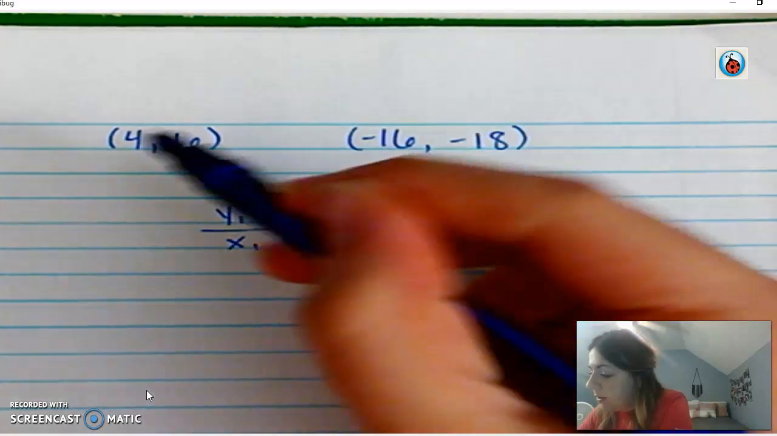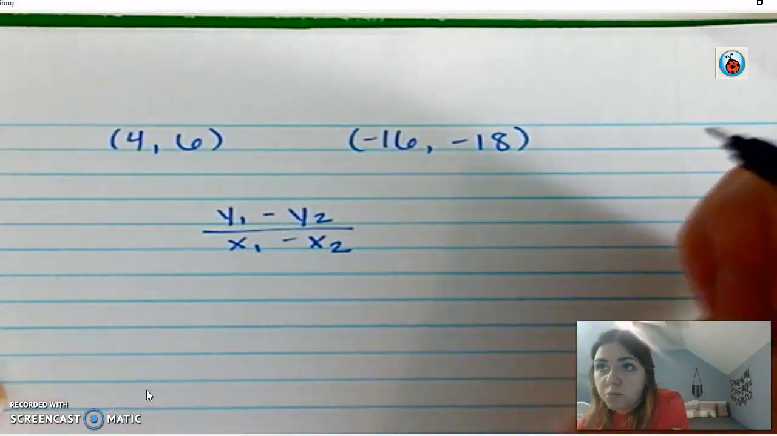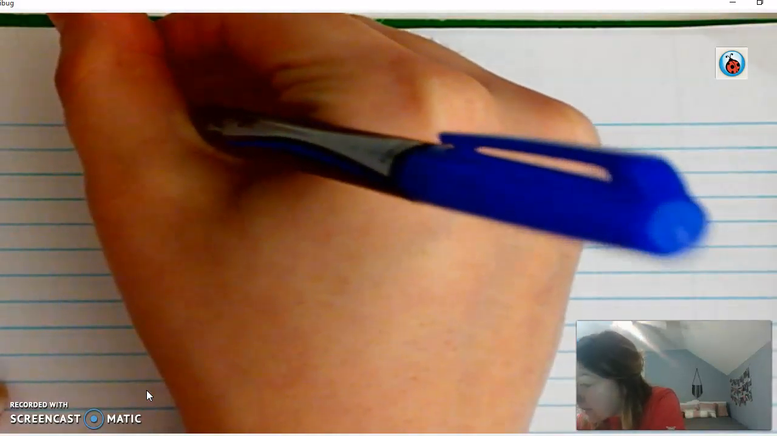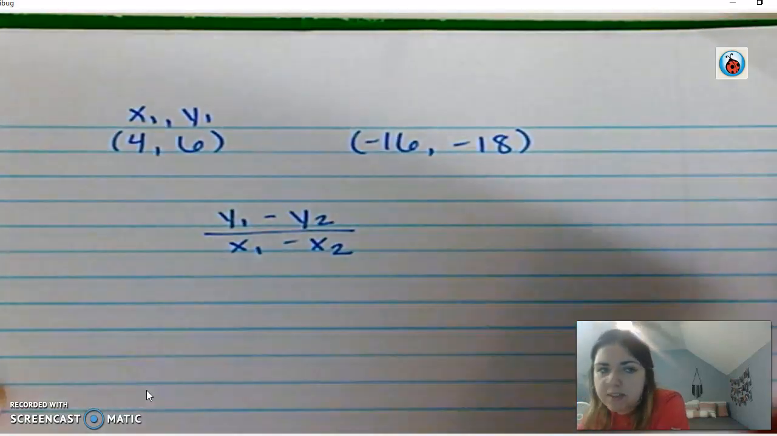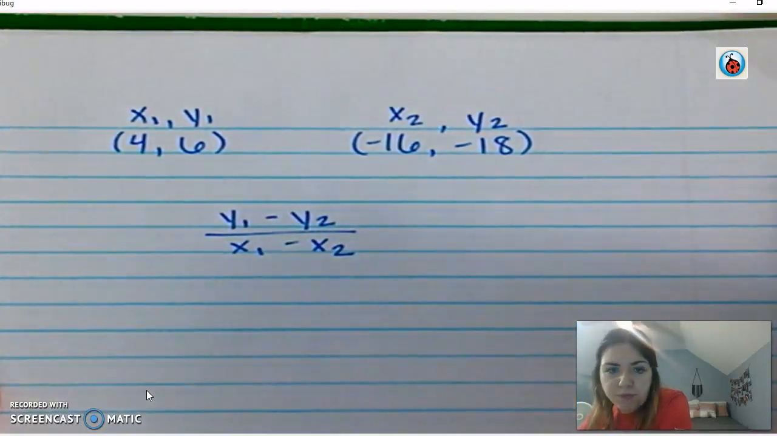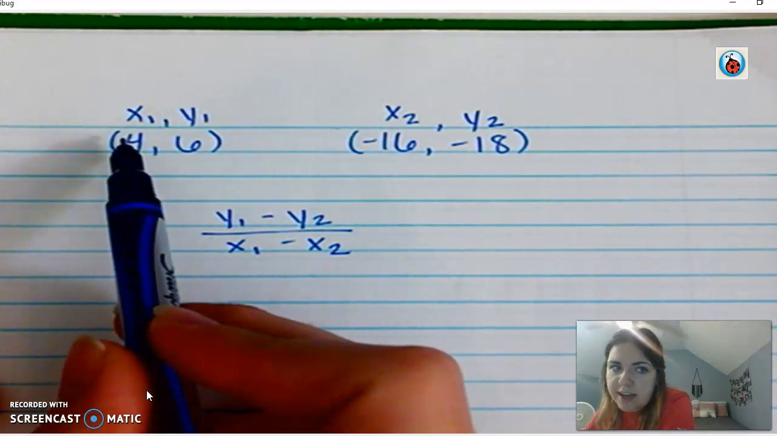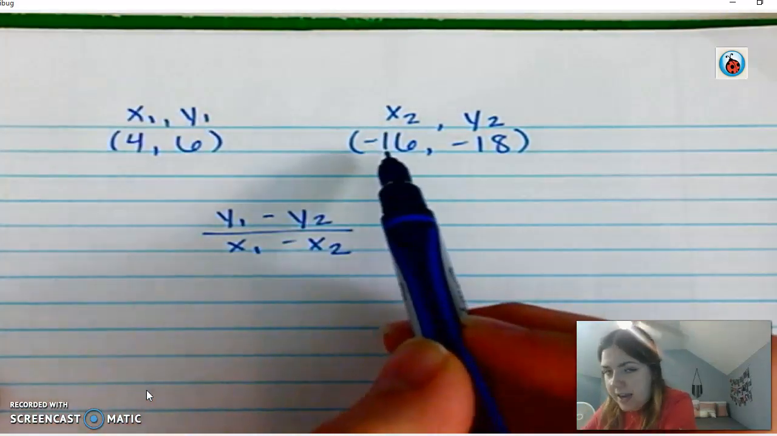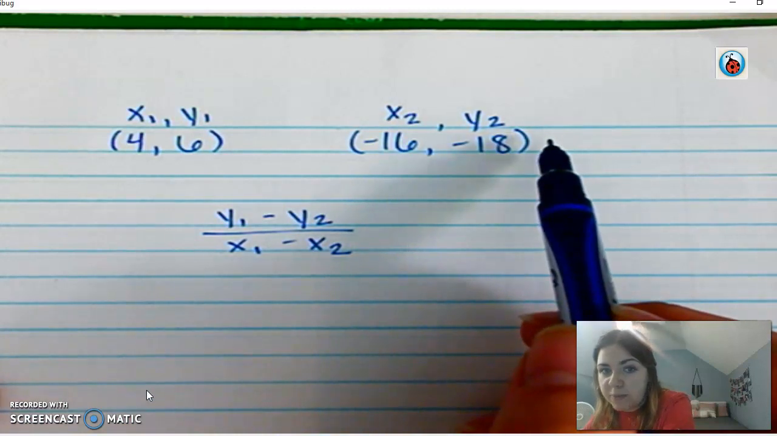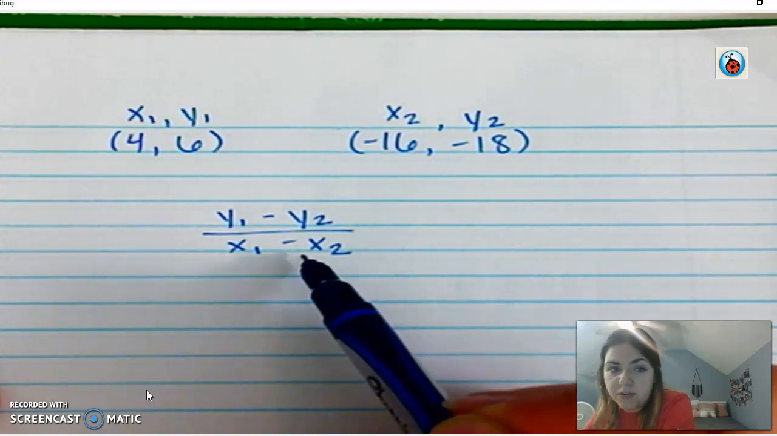As we know, in every point we have an x and a y, and it doesn't matter what you label them as, or which one's 1 and which one's 2, but this one's going to be x1, y1. Okay, I'm going to make those my points. And then I'm going to label this x2, comma, y2. Okay? So x1, y1, because that's the first x they gave me, the first y they gave me, the second x they gave me, the second y they gave me. Now I'm going to take those numbers and plug them into this formula.